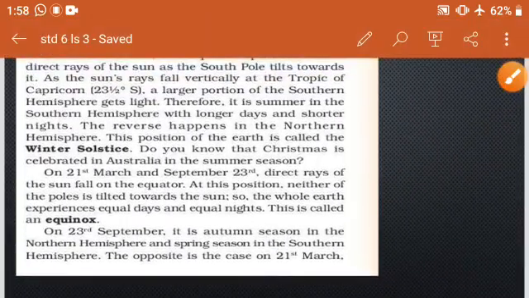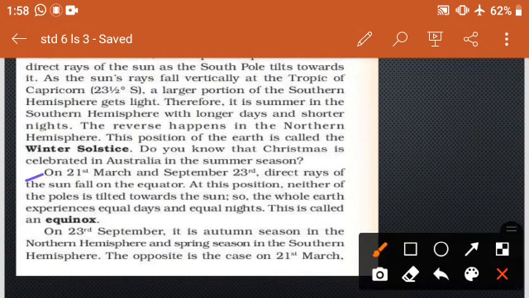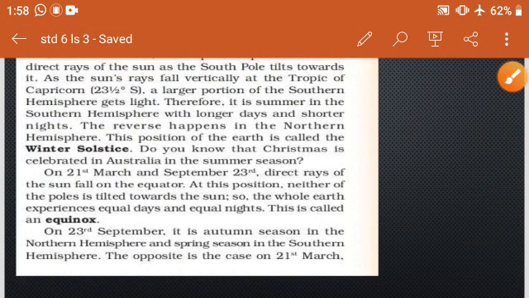Now we are reading over here. On 21st March and September 23rd, direct rays of the sun fall on the equator. At this position, neither of the poles are tilted towards the sun. So the whole earth experiences equal days and equal night. This is called equinox. So on 21st March and on 23rd September, the North Pole and the South Pole are straight. They are not tilting towards the sun, neither are they tilting away from the sun. They are in a straight line. So they experience equinox.